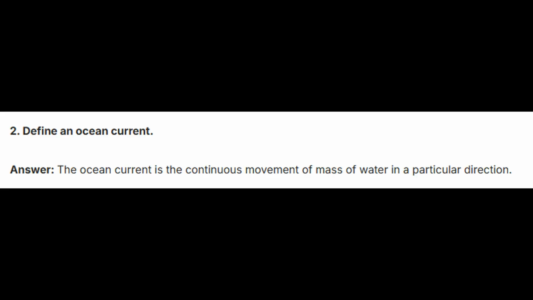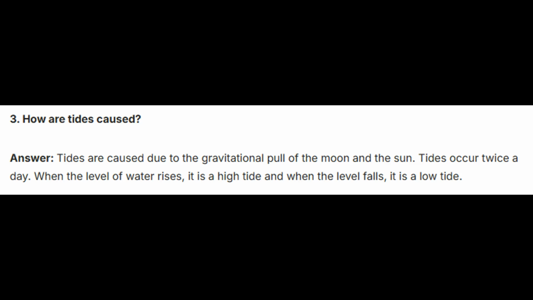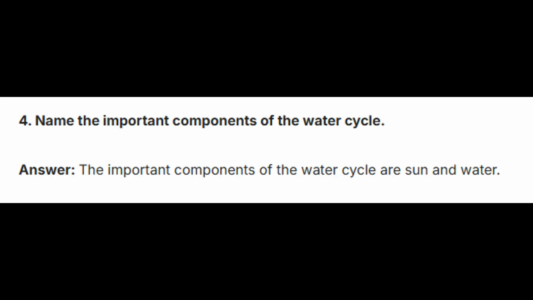Second, define an ocean current. Answer. The ocean current is the continuous movement of mass of water in a particular direction. Third, how are tides caused? Answer. Tides are caused due to the gravitational pull of the moon and the sun. Tides occur twice a day. When the level of water rises, it is a high tide, and when the level falls, it is a low tide.